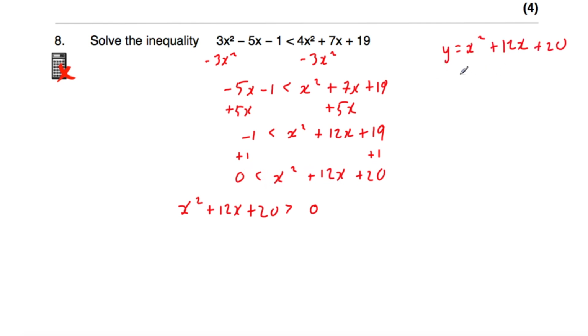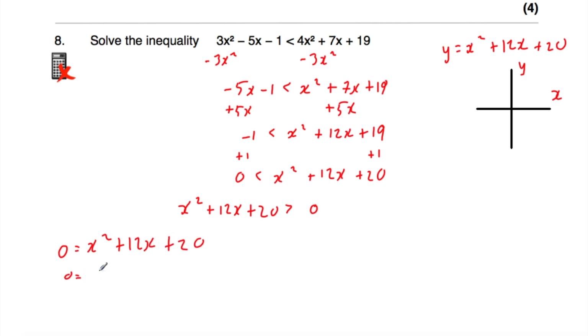Okay, so we're now going to sketch the graph of y equals x squared plus 12x plus 20. So let's sketch our x and y axes, and then get our pen and label them x-axis and y-axis. And we want to sketch this, so let's let y equal 0. We want to find where it crosses the x-axis. So we're going to get 0 equals x squared plus 12x plus 20. And then let's factorize this right-hand side.